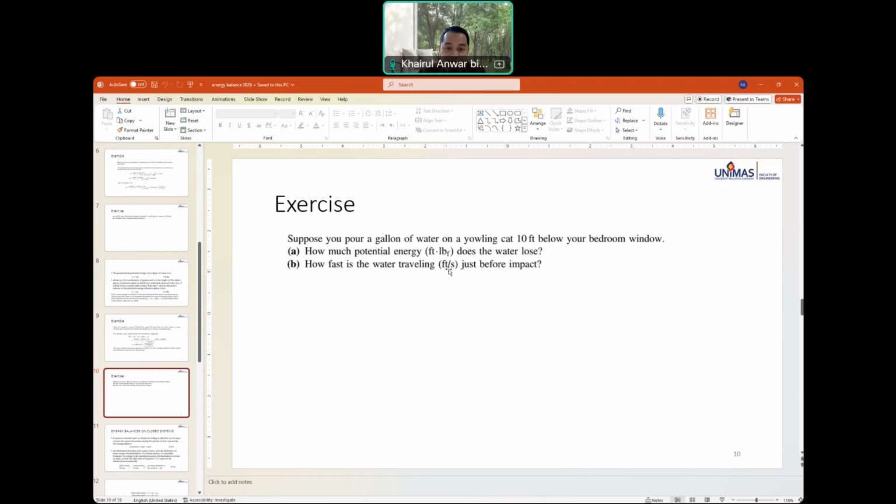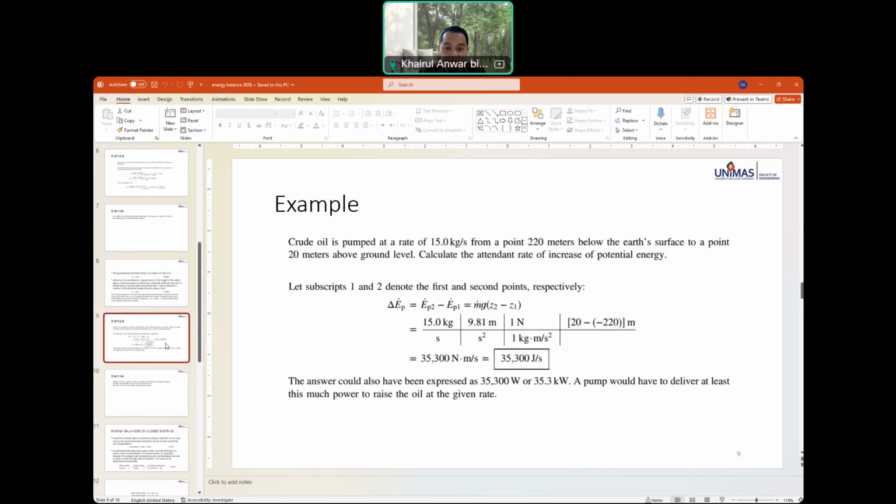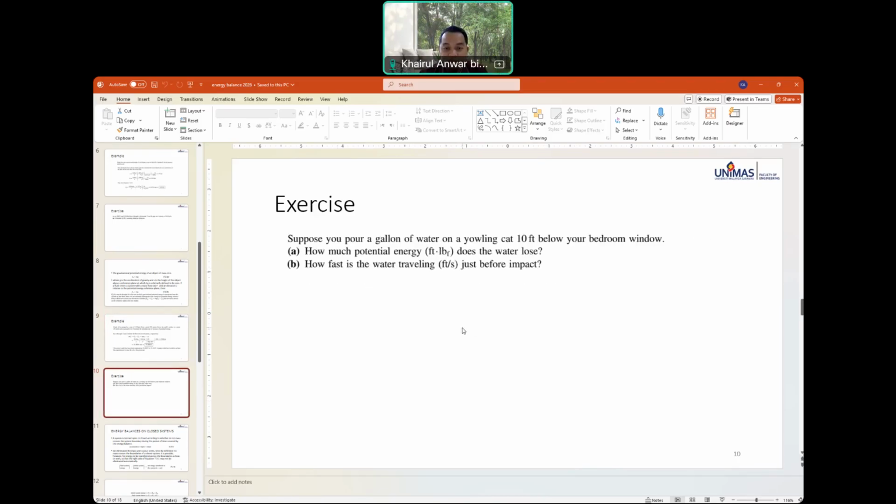So how about this P? How fast is the water traveling per second just before the impact? So for the B, you need to relate it to the gravity. It has to refer back to the gravity.